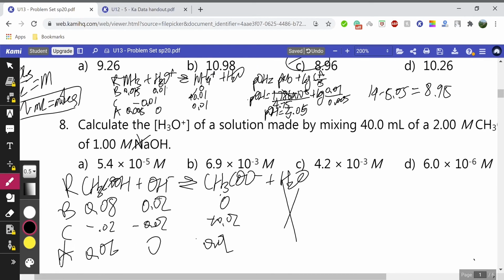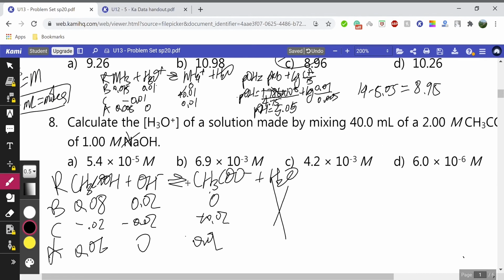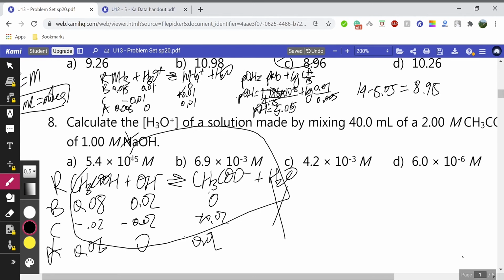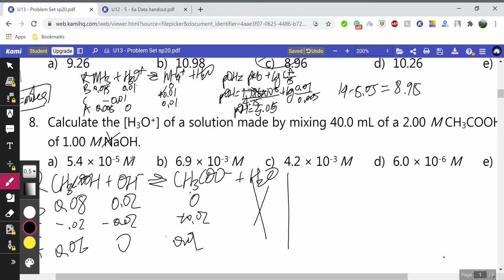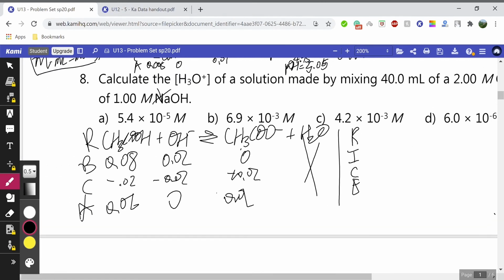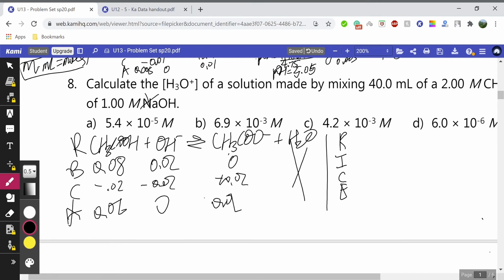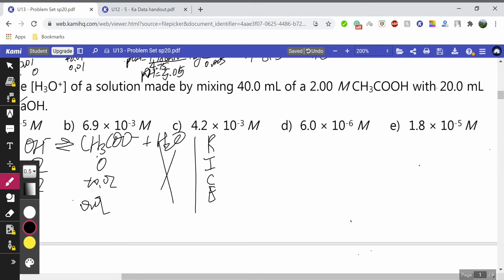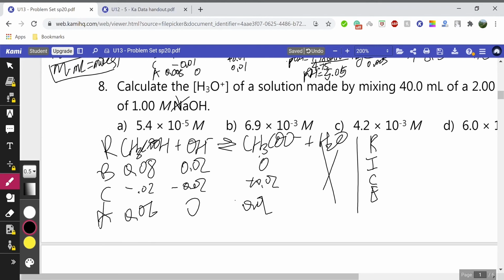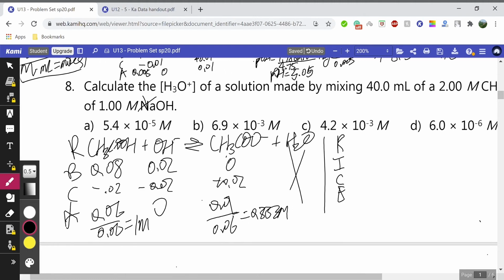Now to find the concentration of our H3O plus, we must use our remaining reactant and product to form another reaction, and this time via an ICE chart. Alright, so let's convert everything back to molar first. Our total new volume is now 0.06 because we have 40 plus 20. So 0.06 divided by 0.06 is going to be 1 molar. And 0.02 divided by 0.06 is going to be 0.333 molar.